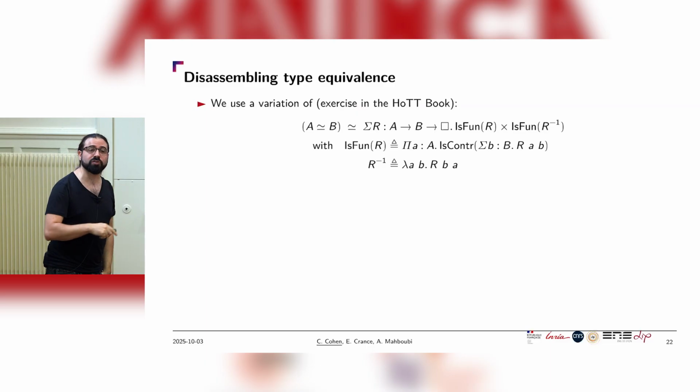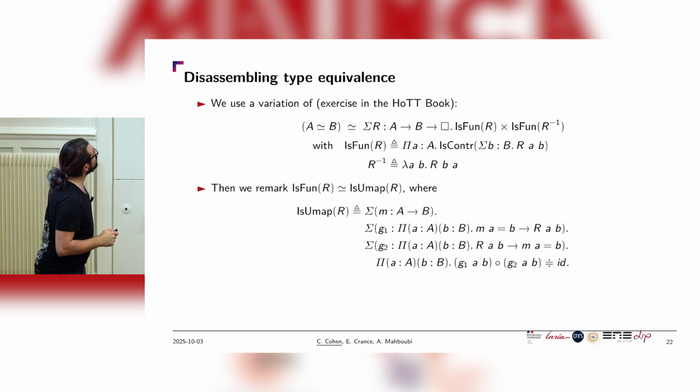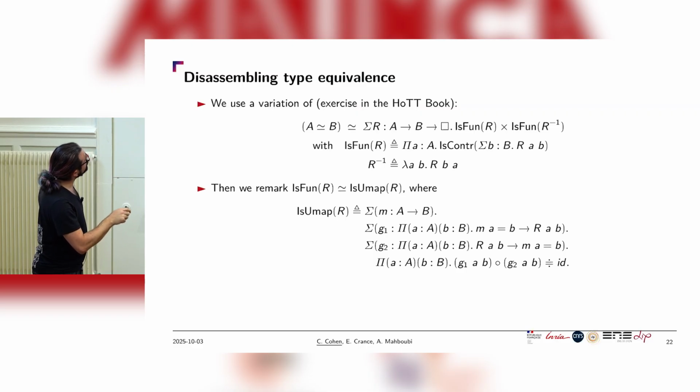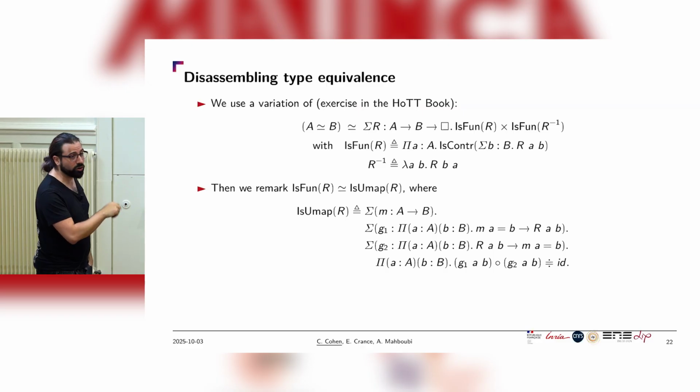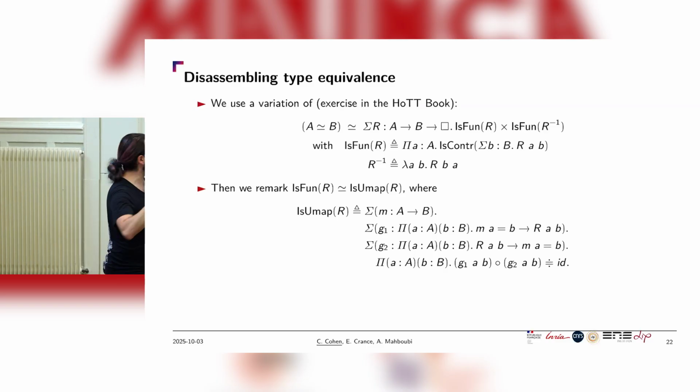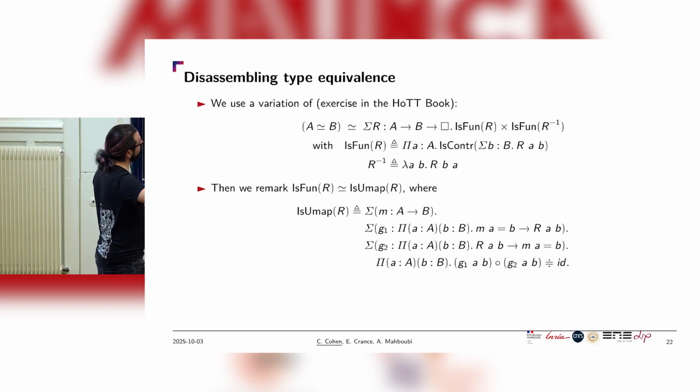Then we cut isFn into pieces. So this is a variation of a rephrasing by Altenkirch and Kaposi, but with a twist. So isFn was this thing, and we defined isUMap as a sigma type with 4 components. And the first 3 components are quite easy to understand. The 4th one, where the twist is, I will leave for later.